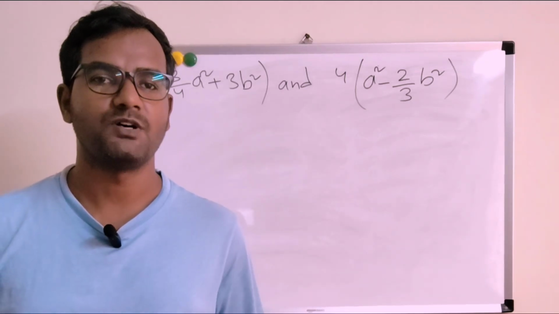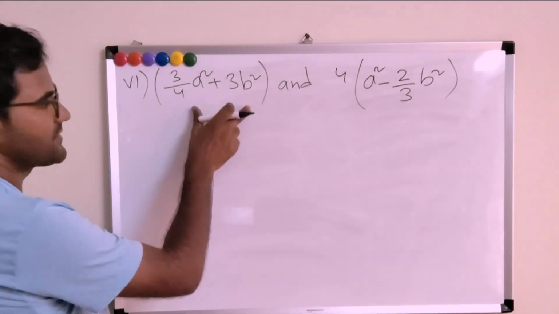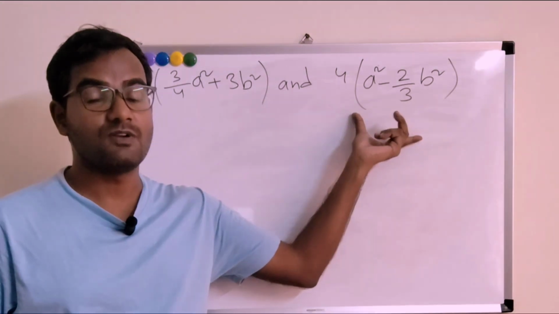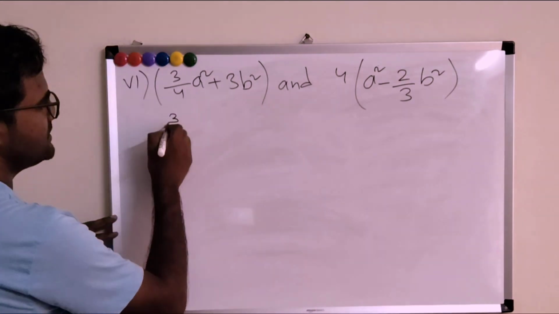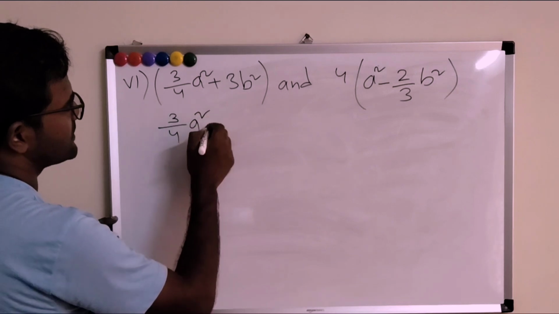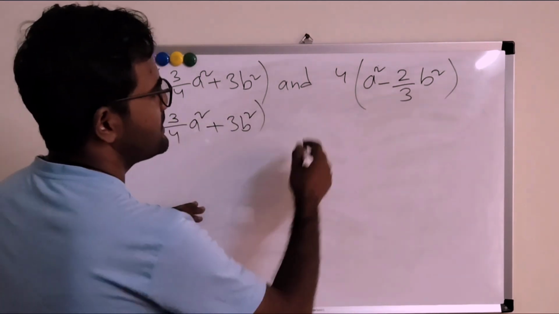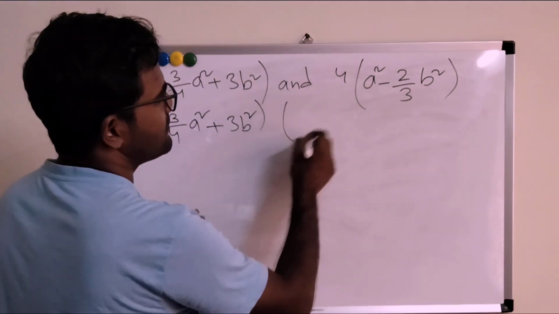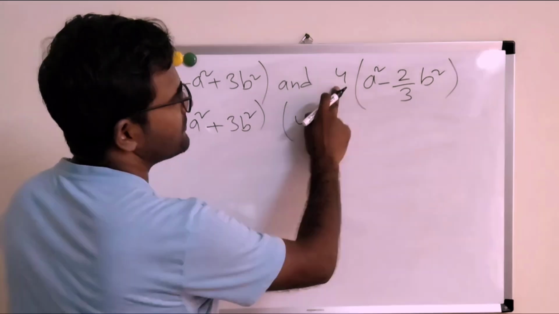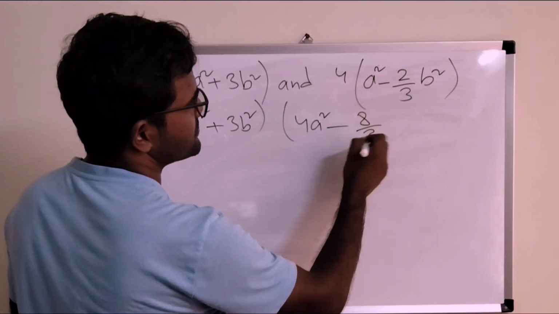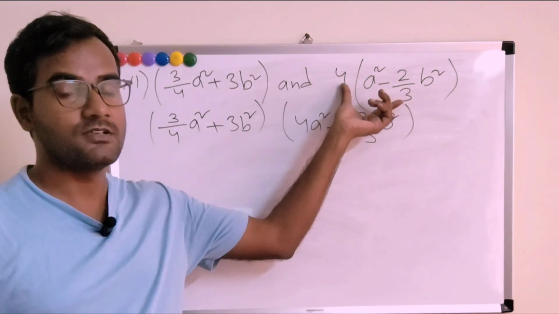So now we have the last one, that is number 6. So let's see how we are going to solve it. So first of all, alright, see here one step, this one we will do first. Alright, so this one we will just write as it is. So let's write down 3 by 4a square plus 3b square, right, as it is I have written. Then we multiply this. 4a square will be 4a square minus 4 into 2 is 8 by 3b square. So this is what you get when you multiply it with 4, right?